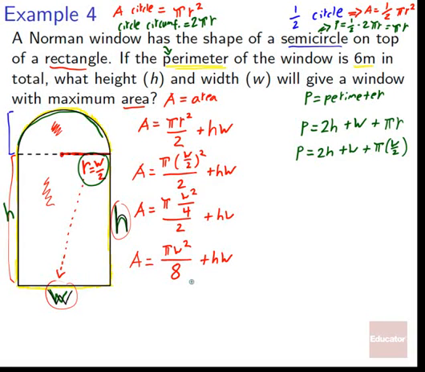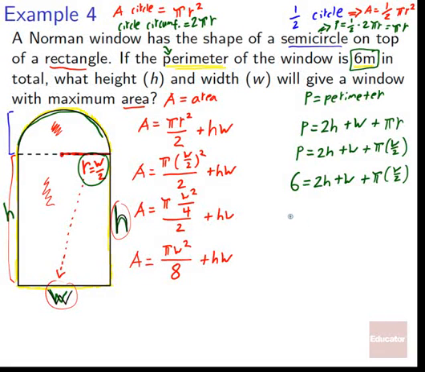What about perimeter though? Perimeter, that is something we do know. Remember, perimeter is 6 meters. So we can plug in 6 equals 2h plus w plus pi w over 2. Now it seems like we've got more w's than we've got h's in both area and our perimeter stuff. So let's try to get rid of h. So we'll figure out what h is in terms of w, so we can substitute out the h and switch it in for stuff about w.